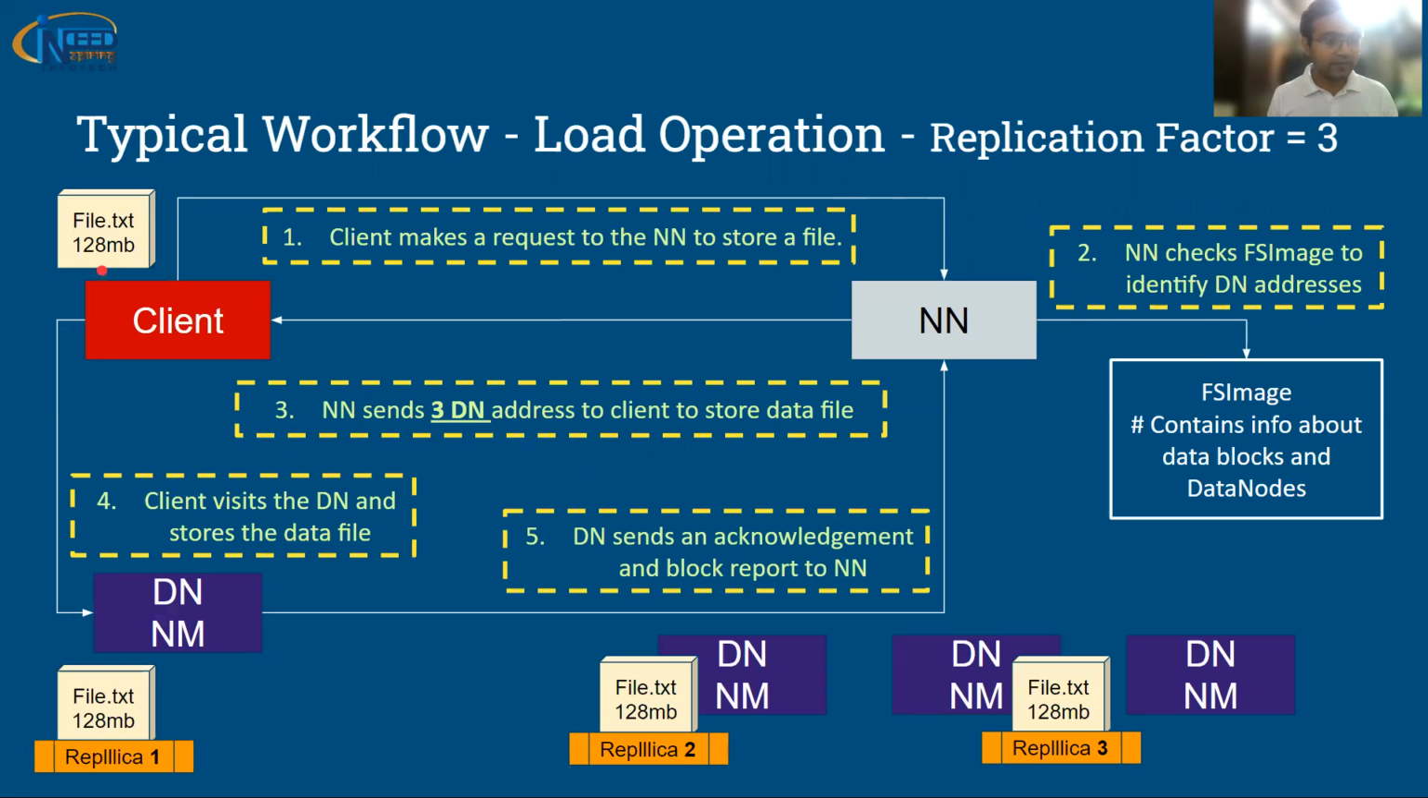And after that, step 4 is that client visits the data node and stores the data. Client had 3 addresses. Client will visit that data node which is nearest to the client. And after that, client will pass all the addresses to this data node so that this data node can make copies into other data nodes.